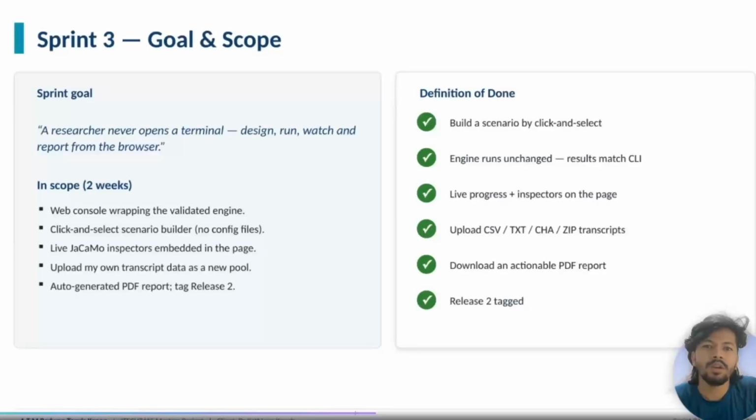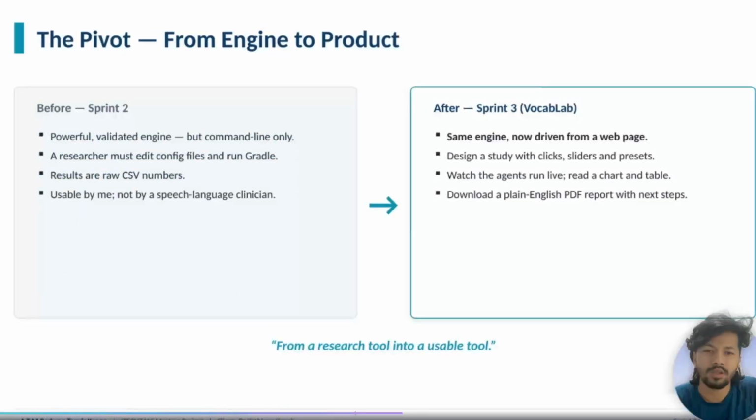Goal and scope. The goal in one sentence: a researcher never opens a terminal, and can design, run, and read the report from the browser. In scope: the web console, the no-code builder, live inspector, data upload, the PDF report, and Release 2. So all met.